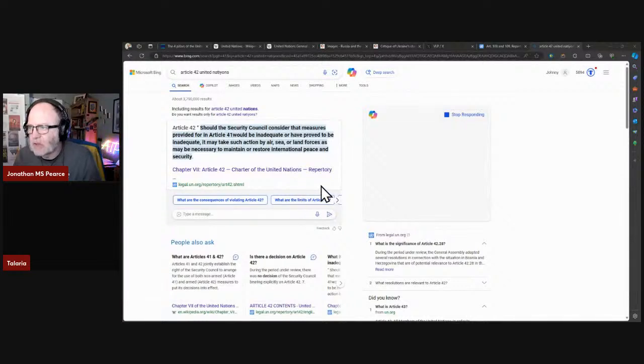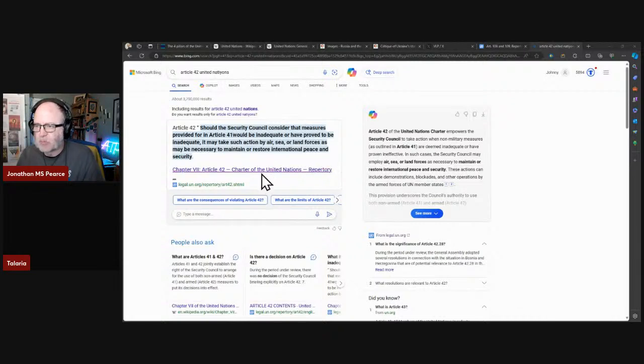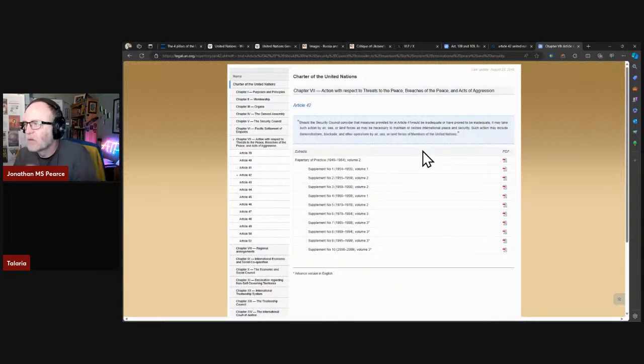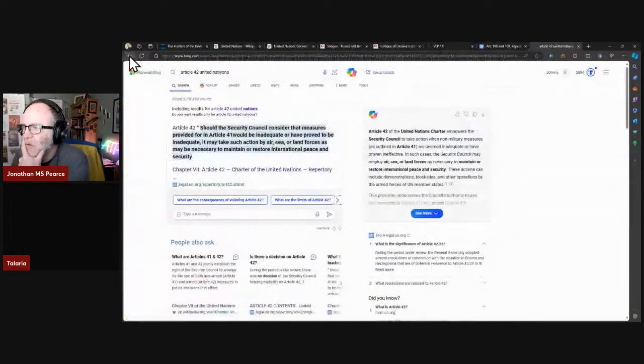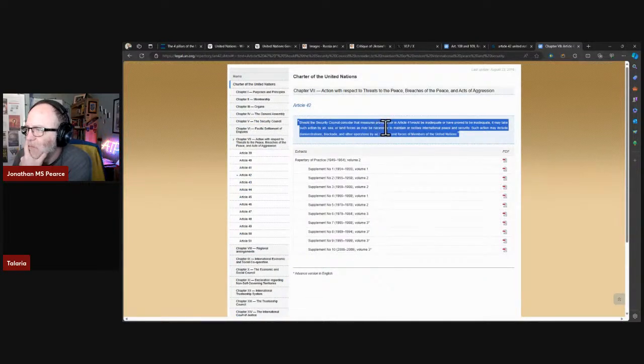So, should the Security Council consider the measures provided for in Article 41 would be inadequate or proved to be inadequate, it may take such action by air, sea, or land forces as may be necessary to maintain or restore international peace and security. That seems pretty clear. And then it continues on, on the right-hand side: these actions include demonstrations, blockades, and other options by the armed forces of UN member states. Absolutely. The Security Council has unlimited ability to use force to intervene.